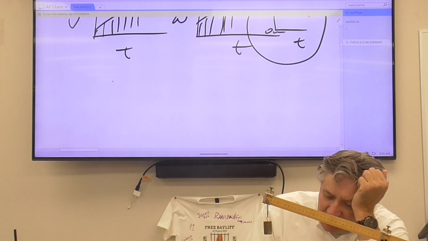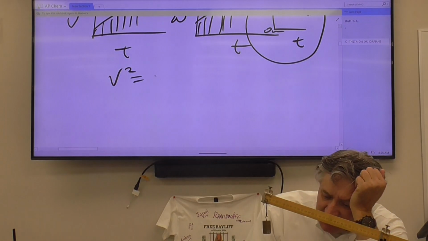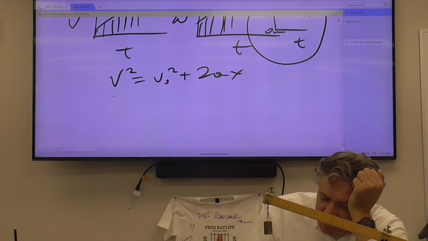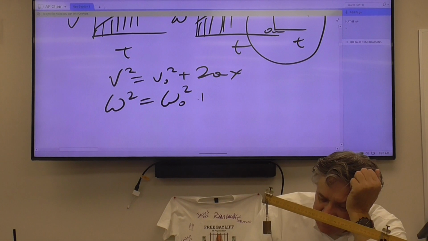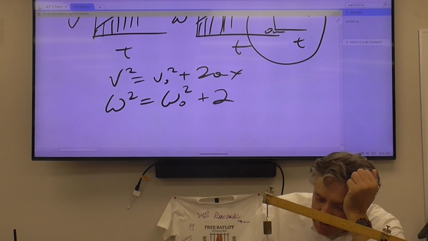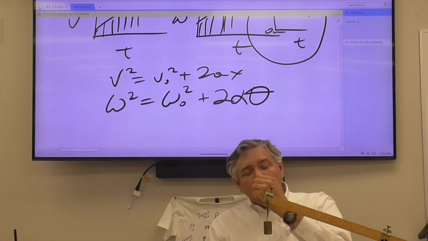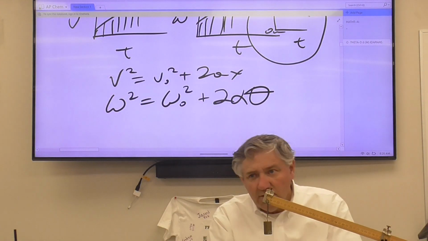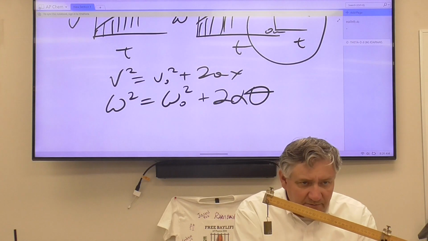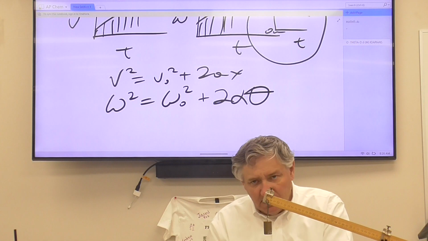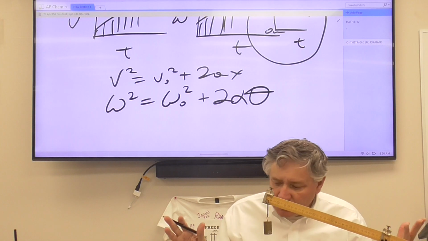Now, just like you can have that equation, v squared equals v naught squared plus 2ax, guess what? This is going to be omega squared equals omega naught squared plus 2 alpha theta. So basically, anywhere you have v, you can put omega. Anywhere you have a, you can put alpha. Anywhere there's x, you can put theta. It's the exact same equations.